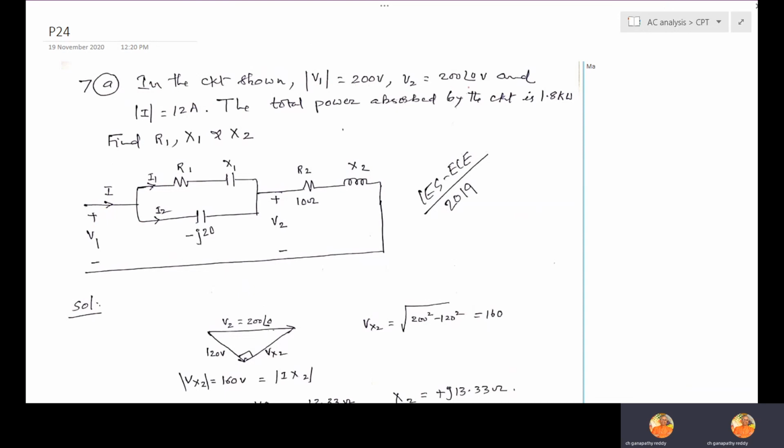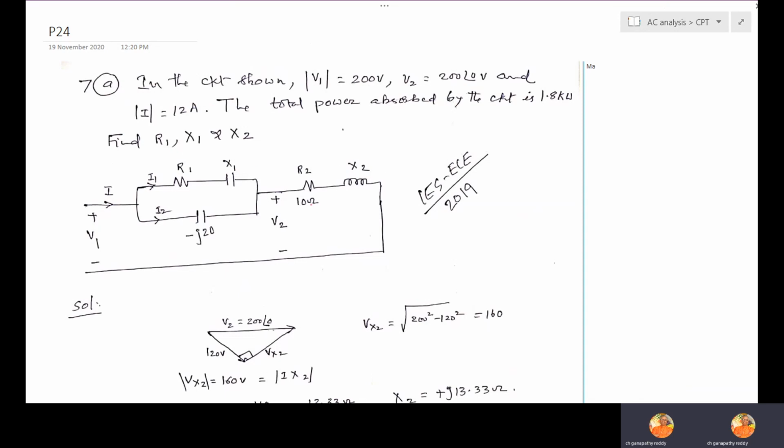V2 is 200 at angle 0, and I magnitude is 12 amps. The total power absorbed by the circuit is 1.8 kilowatts. Find R1, X1 and X2.